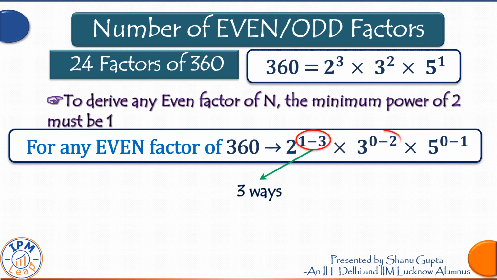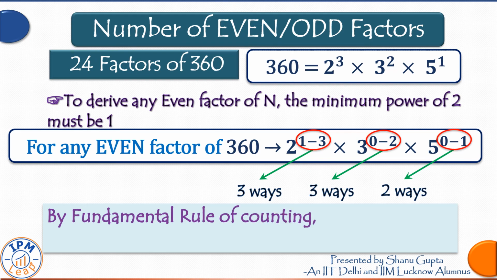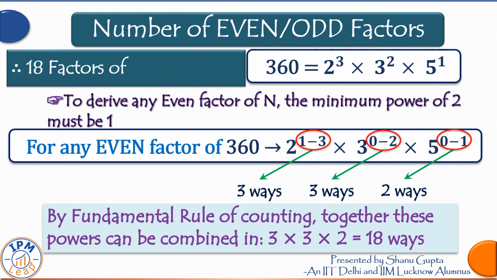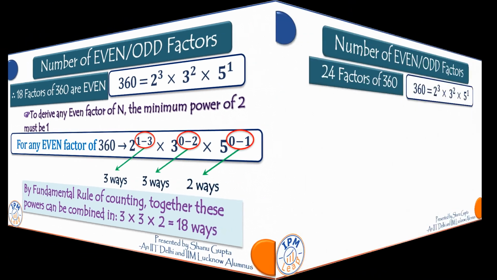Power of 3 could be 0 or 1 or 2. 3 ways again as before. And power of 5 could be 0 or 1. 2 ways of choosing. Together, we can combine these possibilities to form an even factor in 3 into 3 into 2. That is 18 ways. So there are 18 even factors of 360.